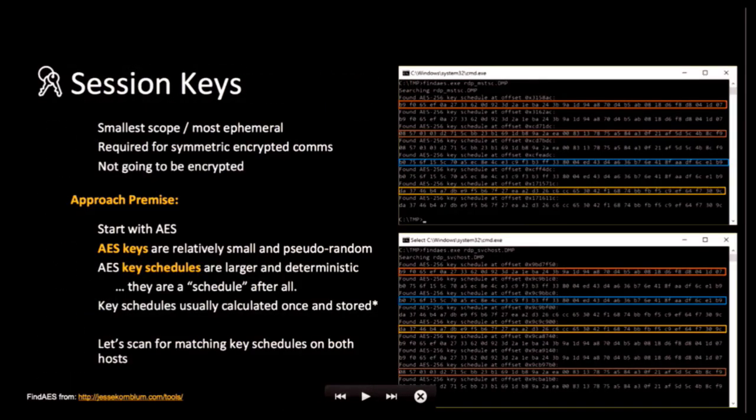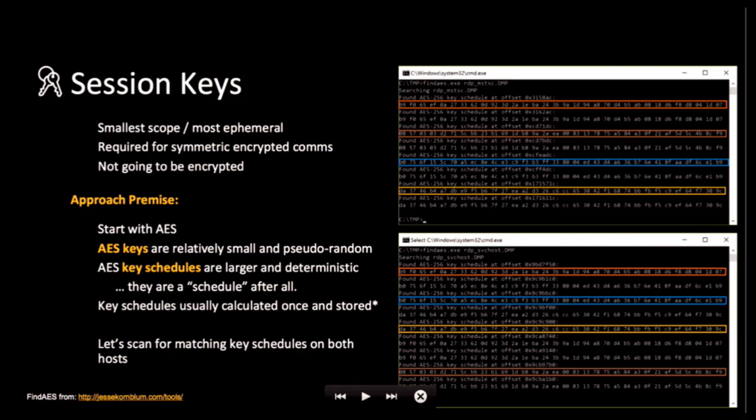Well, I started with the session keys because it's closest to the data, it's most ephemeral, and it's not going to be encrypted because it's a symmetric key. That wouldn't make a lot of sense, at least not in software. So I started with AES because, as we saw, S-Channel prefers AES for everything. But AES keys are small and random, so that's kind of a non-starter, right?